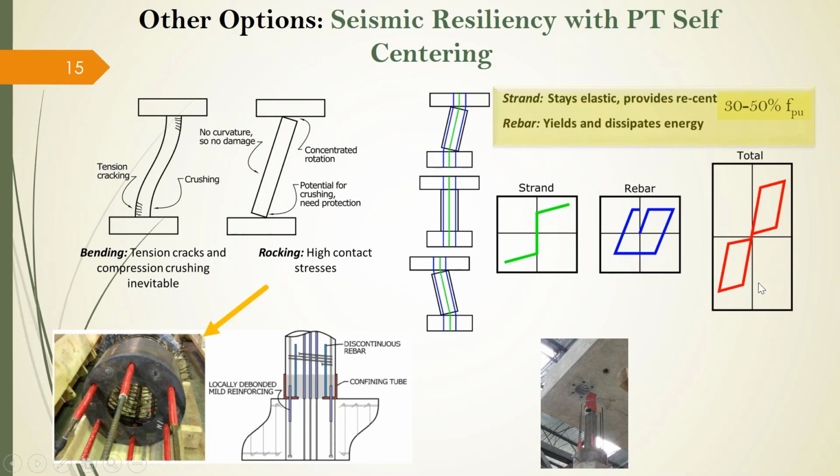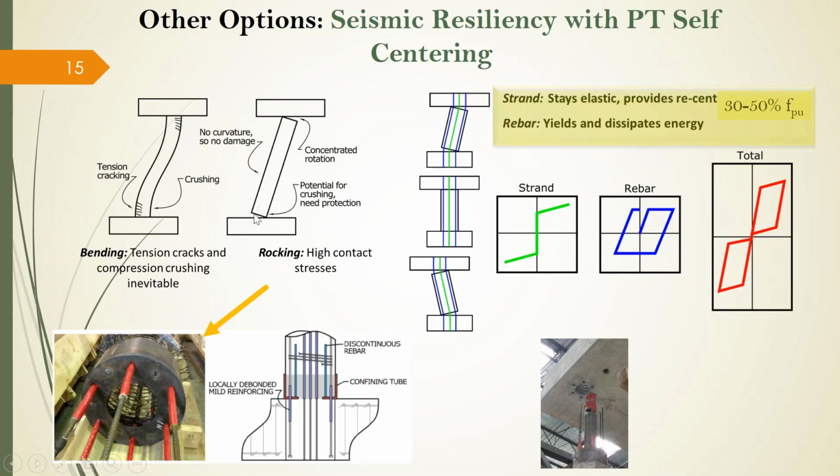So the total system is a combination of rebar and strands, but we are getting back to the zero deformation and then to the self-centering concept. So the key to this kind of design is to keep strands very elastic, provide the recenter, that's about the range of 30 to 50% of FPU. So we don't go beyond that because we don't want strands, when it goes to the rocking, to yield.